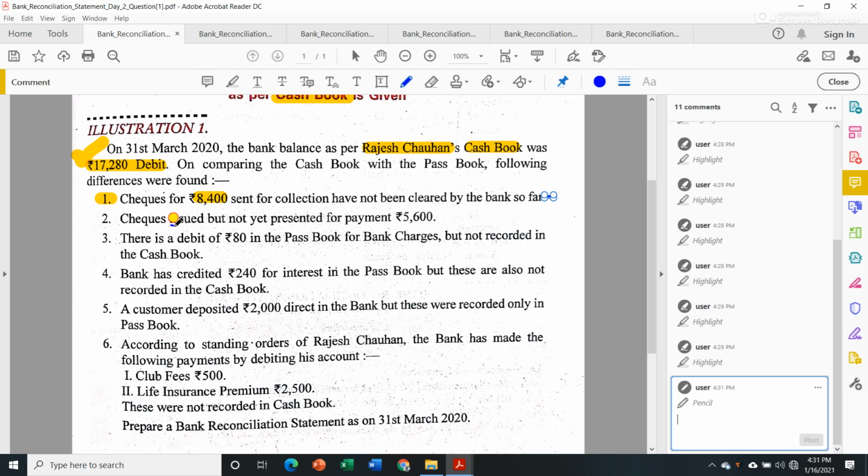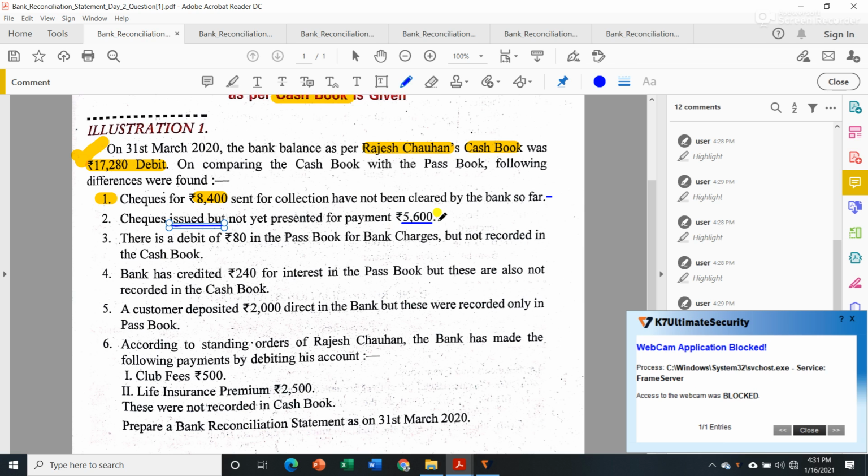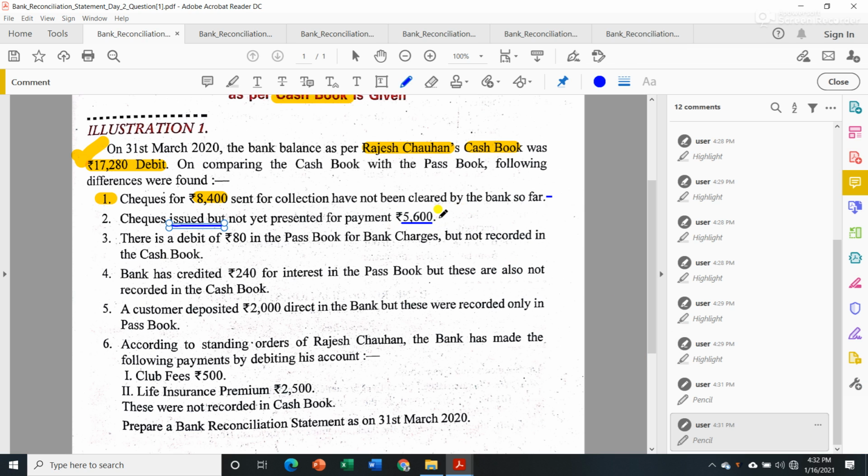That means we issued some check to someone. Suppose Mr. X, we issued a check to him, and he hasn't presented it for payment yet. Means we issued one check of rupees 5,600 and made payment to the person, but that person hasn't collected this amount from our bank. That means in our cash book we will be showing that we have paid 5,600, but the passbook is not showing that we have made the payment of 5,600. That means our passbook is showing more amount than our cash book.